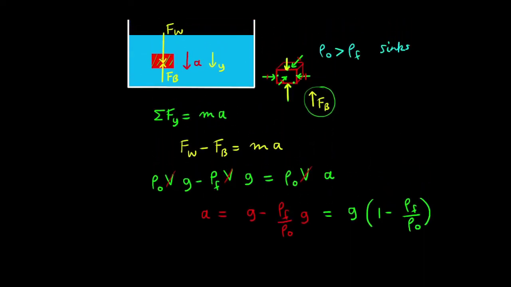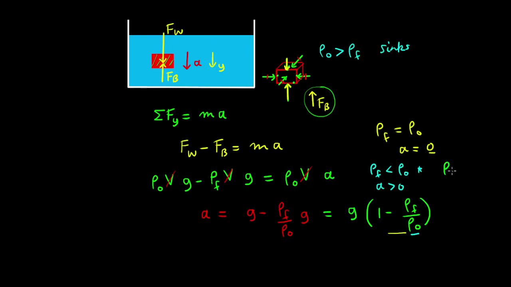So what does this tell us? It tells us that if the density of the fluid is equal to the density of the object, then this term in the brackets disappears, and therefore the acceleration is 0. So this tells us that the object is in static equilibrium, so the object just sits there and hovers and does not sink. Now what if the density of the fluid is less than the density of the object? Well, in this case this term would be less than 1, and therefore the acceleration is positive. So the object is effectively going to sink in this case.